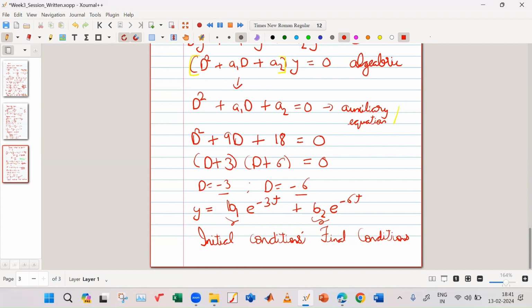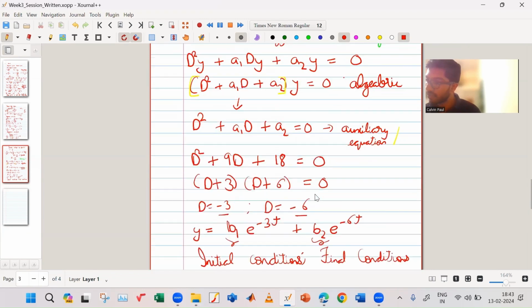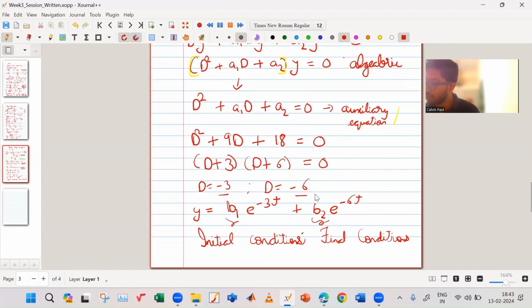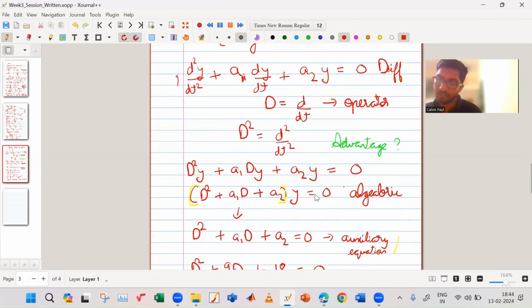But you must first understand this method so that you can fully appreciate the power of Laplace transform. Okay. So we have solved one differential equation. We have done it. But this was only possible because there was a zero over here. Because there was a zero over here, that is why we were able to solve it.